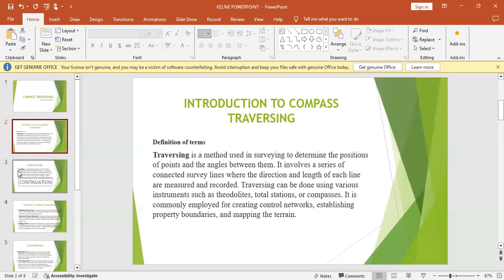So, traversing is a type of surveying used in fields to determine the level of the ground.